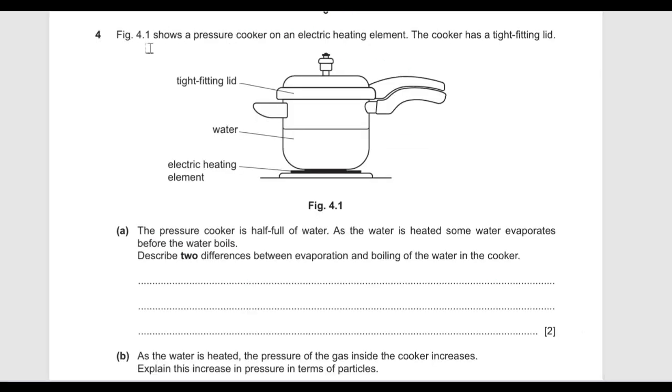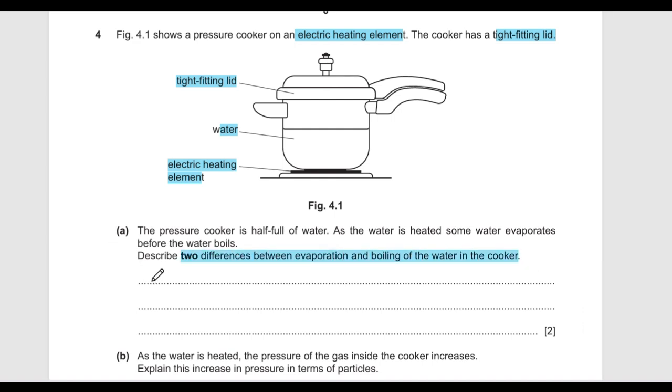Next question is saying that figure 4.1 shows a pressure cooker on an electrical heating element. The cooker has a top fitting lid. This is the electric heating element. This is half filled with water and up top there is a lid. Part A says the pressure cooker is half full of water. As the water is heated, some of the water evaporates before the water boils. So describe two differences between the evaporation and the boiling of water in the cooker.